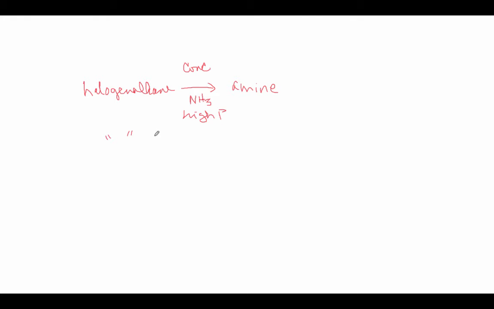If I put a halogenoalkane in a solution containing the cyanide ion and I run that with a reflux in ethanol, I'm going to make a nitrile. The important thing about this is that it adds a carbon to the chain.